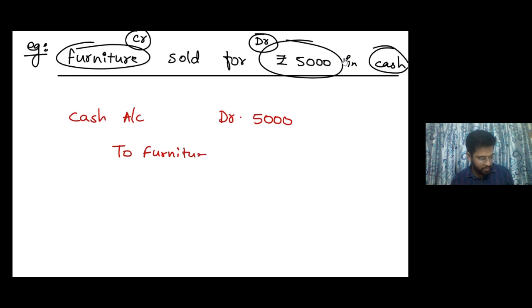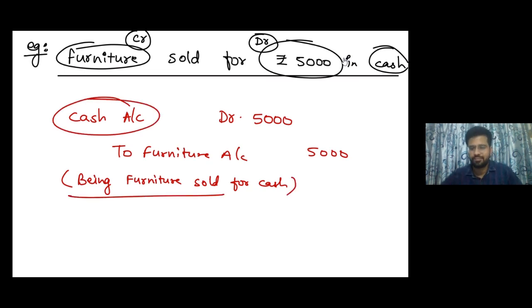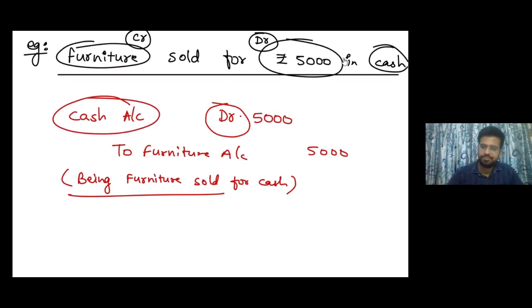In the bracket, it would be mentioned as being furniture sold for cash. Even if you write being furniture sold, that is also fine because everybody can see it has been sold for cash by seeing the cash account on the debit side. Am I clear? Is it clear? Very, very clear or just clear?